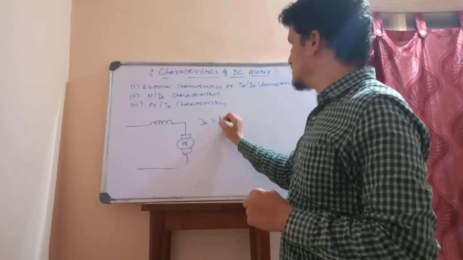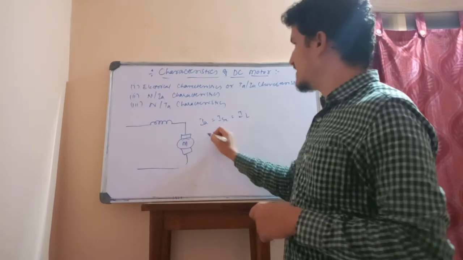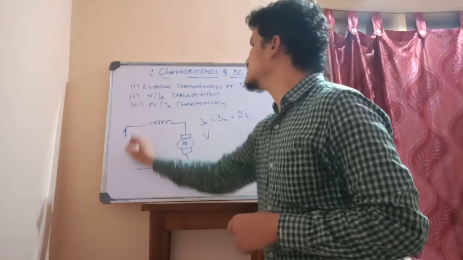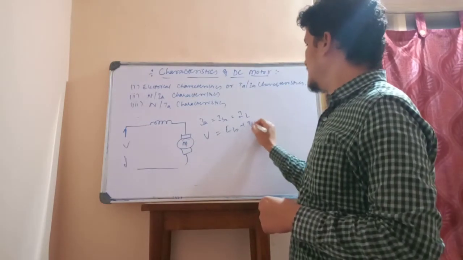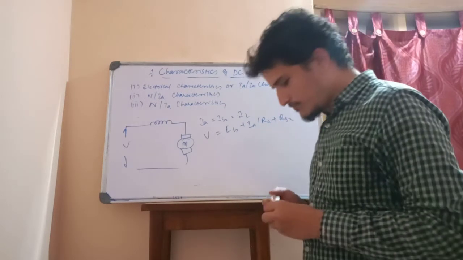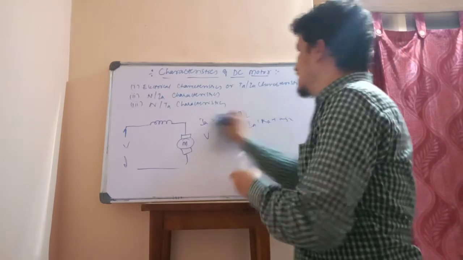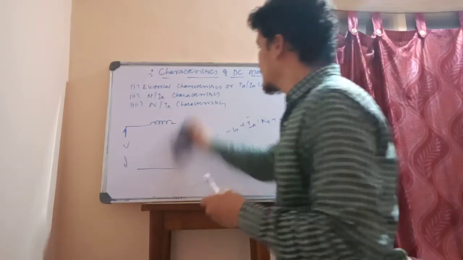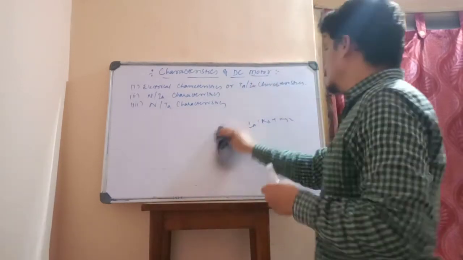IA is equal to ISE is equal to IL. So what is V? V must be equal to EB plus IA into (RA plus RSE). So these things you know. Now we shall go back to the characteristics, how a characteristic looks like, and its applications. Okay, we shall see that.